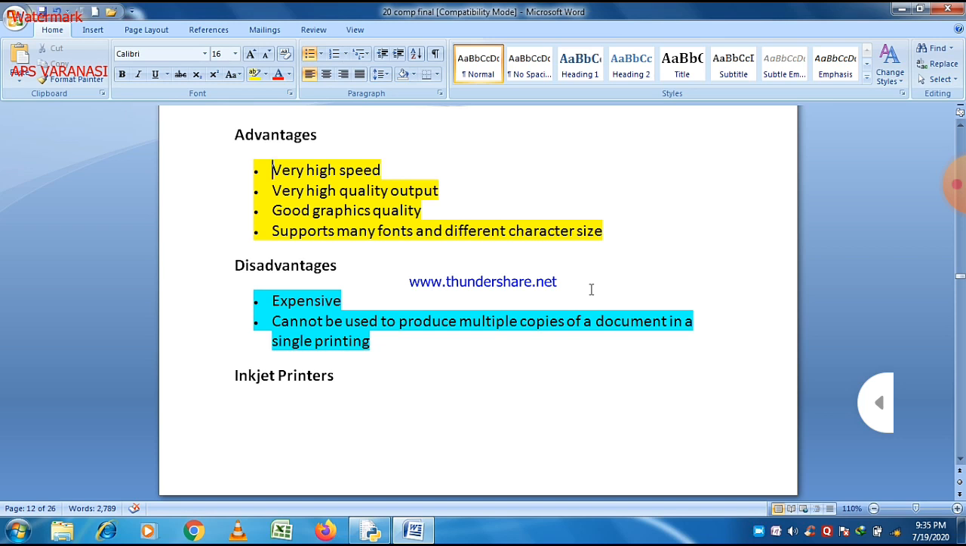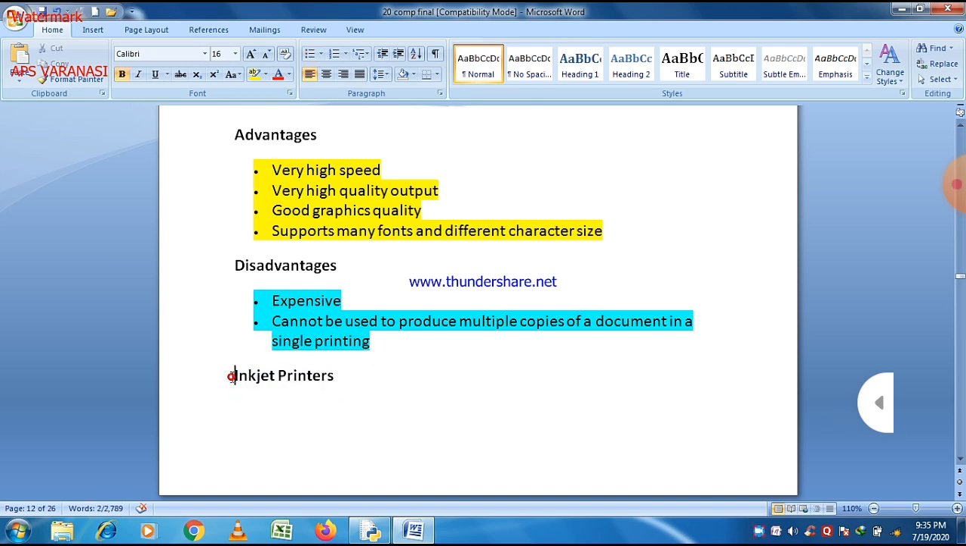So that's why it is used for commercial purposes, and it is expensive, so it is not used for personal use. When there is a high requirement of printing, then only we use a laser printer. Most important, it produces high quality output with good graphics quality, and its speed is always measured in pages per minute. It is very advanced as compared to inkjet printers and other printers. So that's why they are used for commercial purposes.